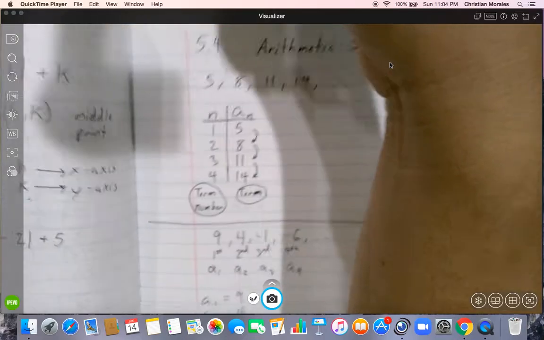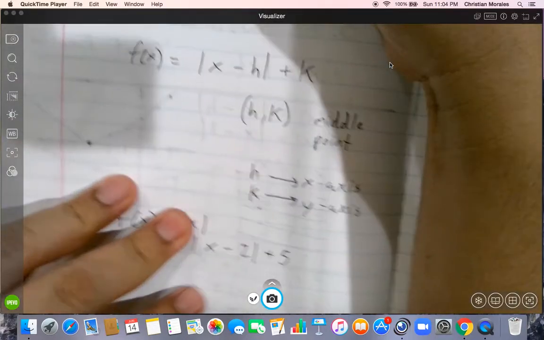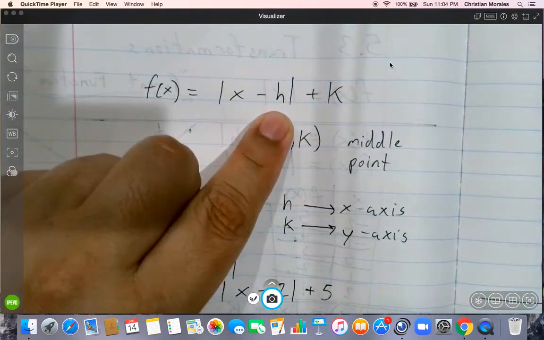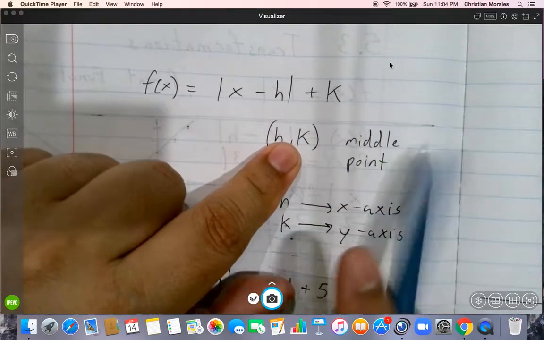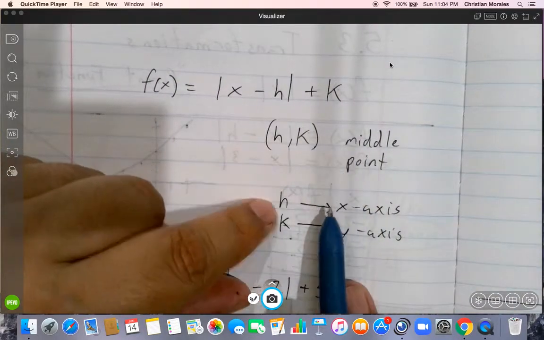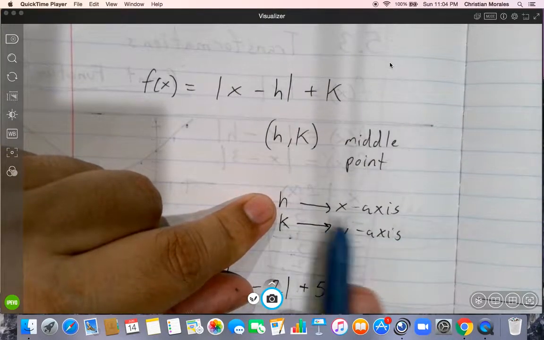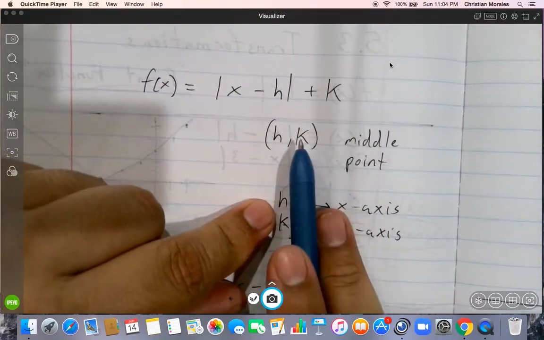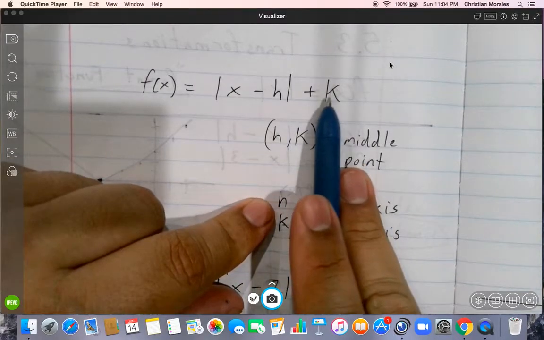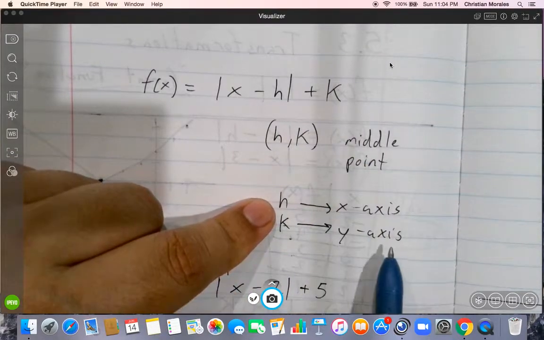So one of the words we had for this was vertex. So some people call this the vertex form. We're just going to call this the middle point. These numbers will tell you where that middle point has moved. The number inside tells you it's been moved on the x-axis, which is left and right. The number here, the k, on the outside tells you it's been moved up or down on the y-axis.